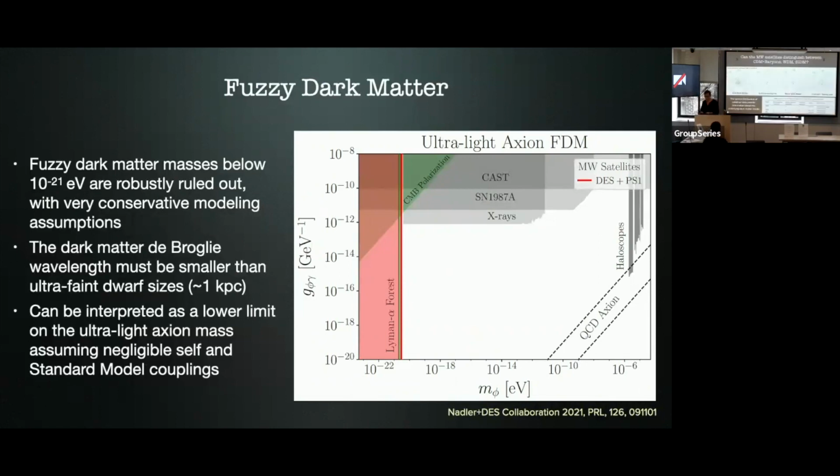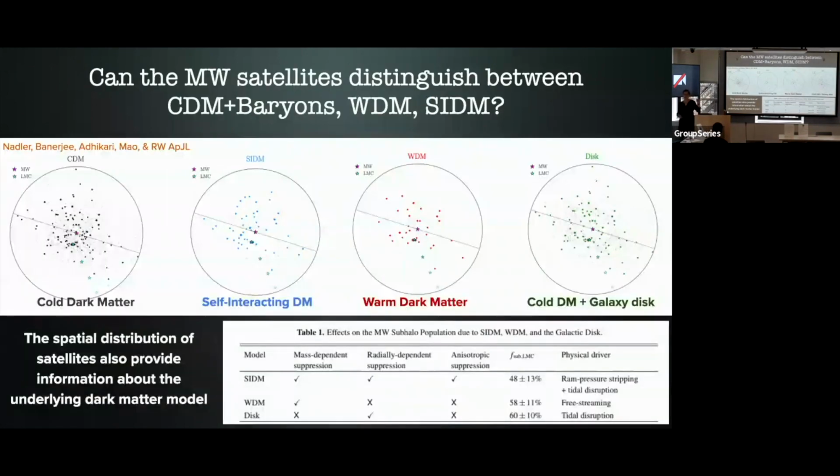One thing that's interesting is that the models I just told you about were just about the number. There are some ways to distinguish the spatial distribution, the suppression of the subhalo mass function and the radial dependence. This is just an example from a recent paper where we looked at cold dark matter, self-interacting dark matter, warm dark matter.